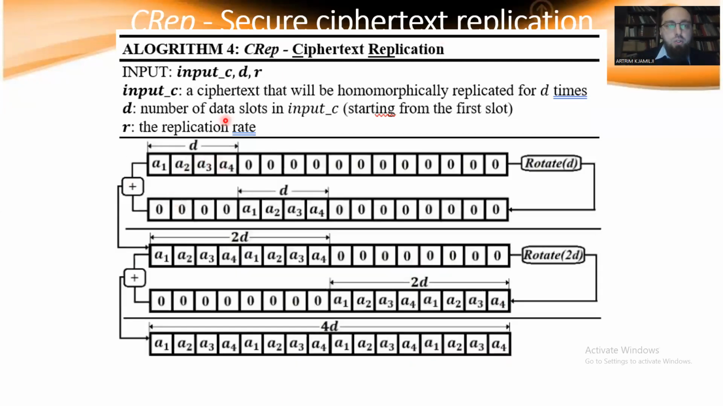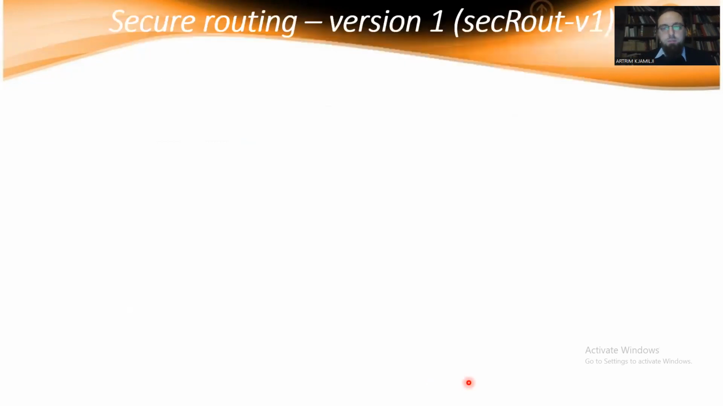Finally, the last building block, secure ciphertext replication. It takes an input which has these slots, which are non-zeros, everything else zeros, and we want to replicate it by R. How do we do it? Well, the input is rotated by D, so we get this one, then those are added up to get this intermediate result, then it's rotated by 2D, those two are added up, and finally, we have this, which is the input, basically replicated 4 times.